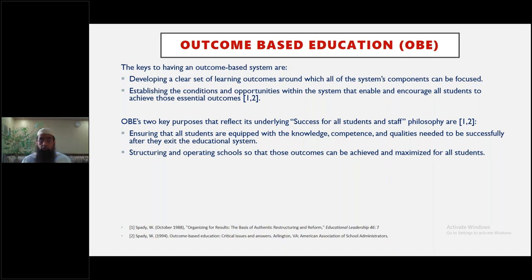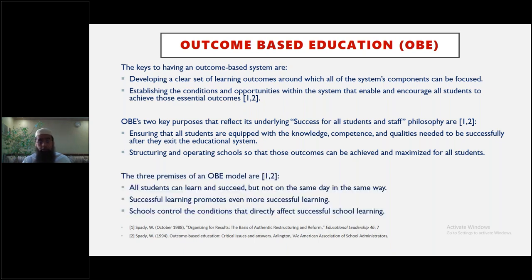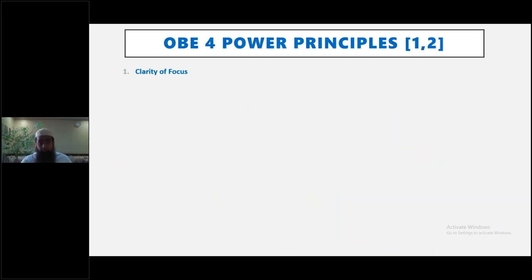The three premises of the OBE model are: all students can learn and succeed, but not on the same day and not in the same way. This is very, very key. It's based on John Carroll's work in the 1960s. Successful learning promotes even more successful learning, and schools control the conditions that directly affect successful school learning. So it's basically strategy, environment of learning, instruction time; all of those are key elements of a successful learning environment.